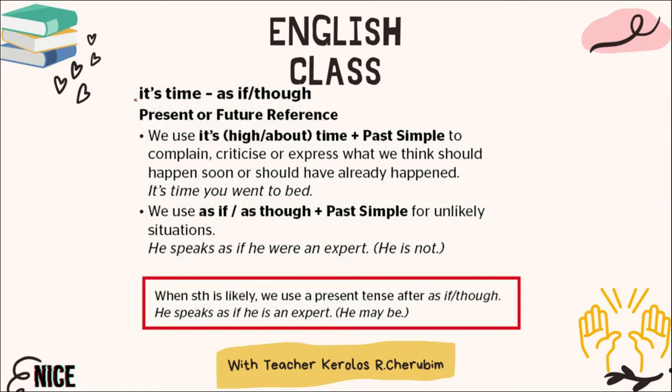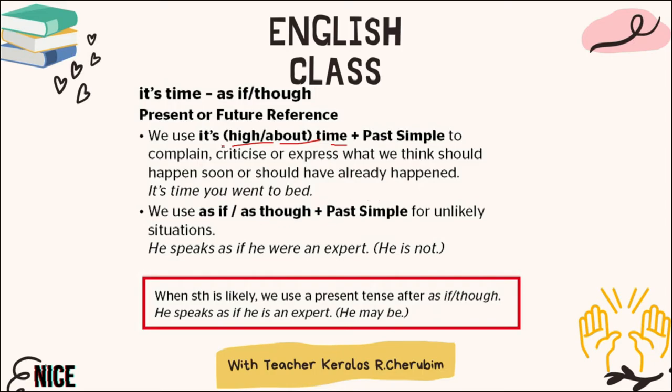Let's use two different things: it is time, and as if or as though. Like I said before, we use it is high time or it is about time plus the past simple to complain and criticize, or talk about what we think should happen soon or should have already happened. You know, it's time you went to bed. That means you're supposed to be in bed right now.